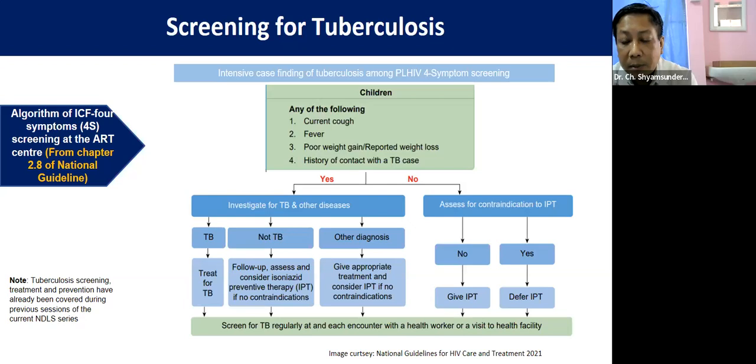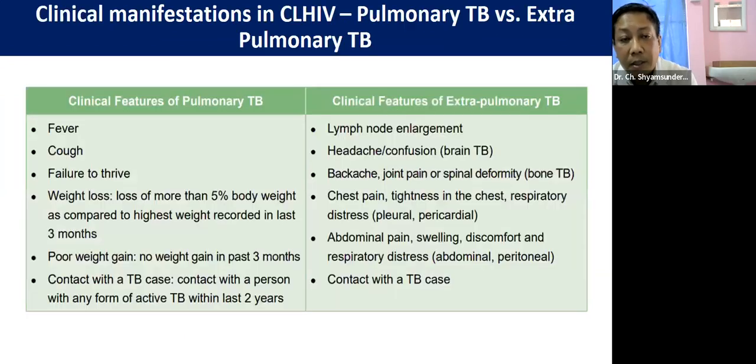I think this must have been covered already in the previous session. The tuberculosis may be pulmonary tuberculosis or extrapulmonary tuberculosis. How do we differentiate between these two, or how do we assess between these two? Clinical features of pulmonary tuberculosis, just to recapitulate: fever, cough, failure to thrive, weight loss more than 5% of body weight as compared to the highest weight recorded in the last 3 months, or no weight gain in the last 3 months, and contact with a person with any form of active tuberculosis within the last 2 years.